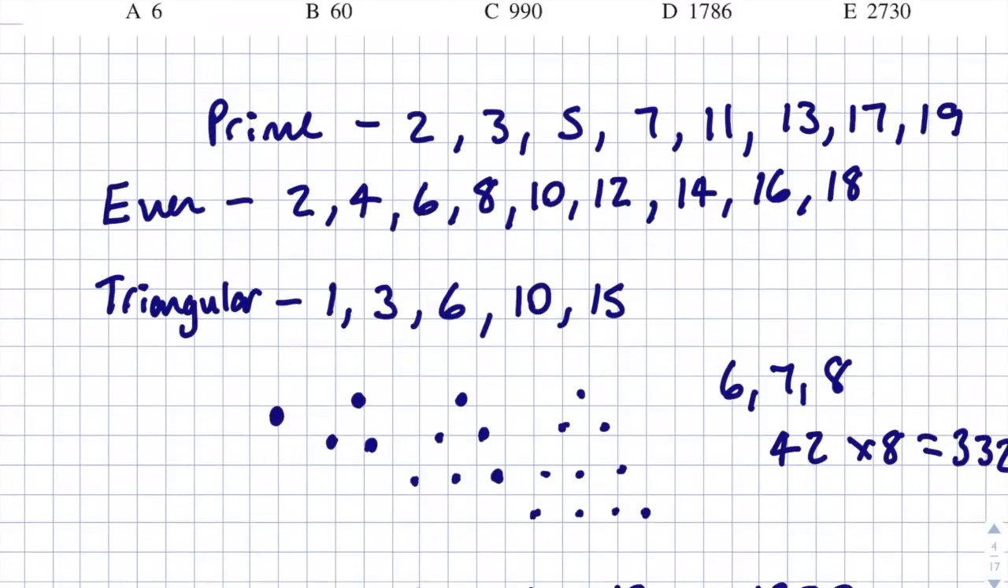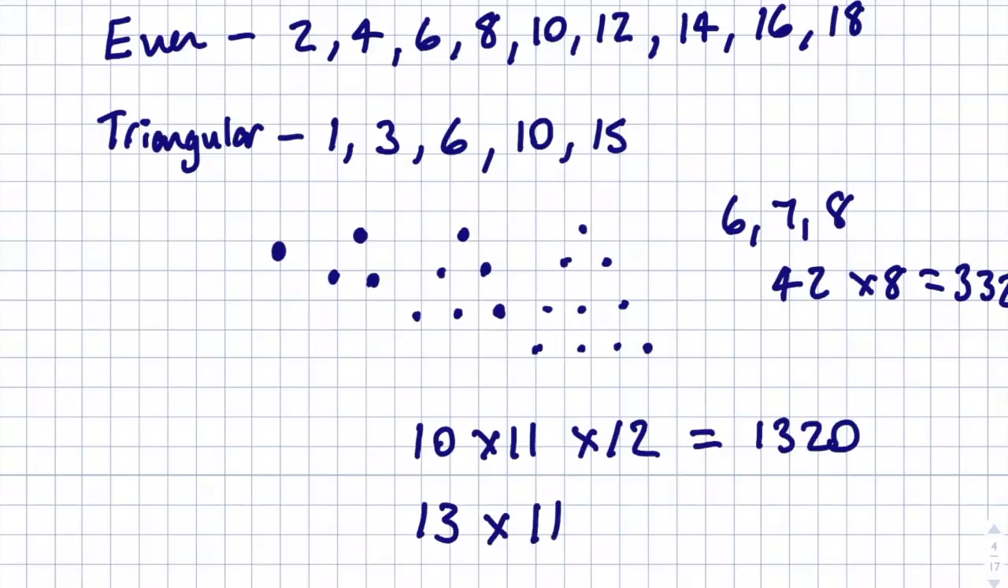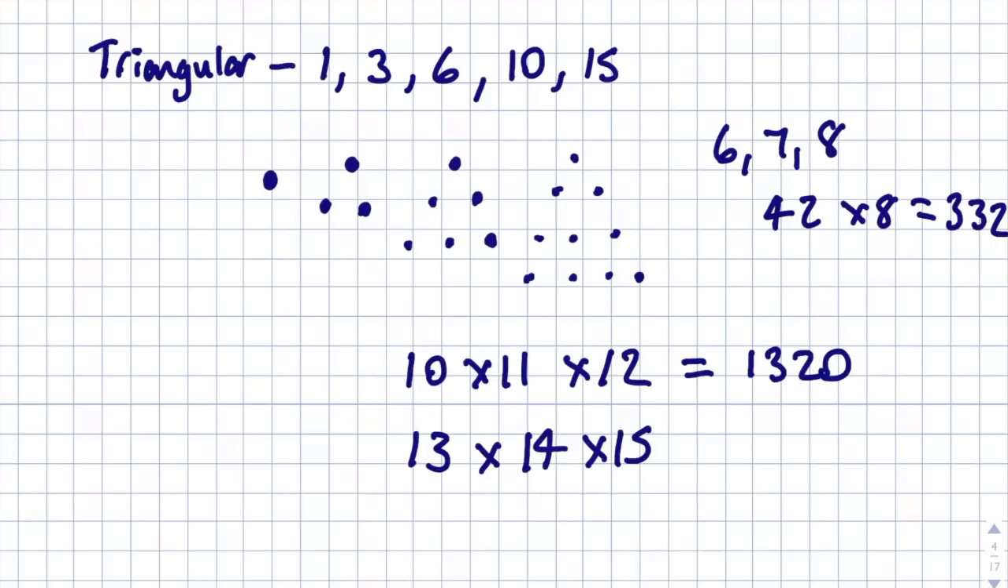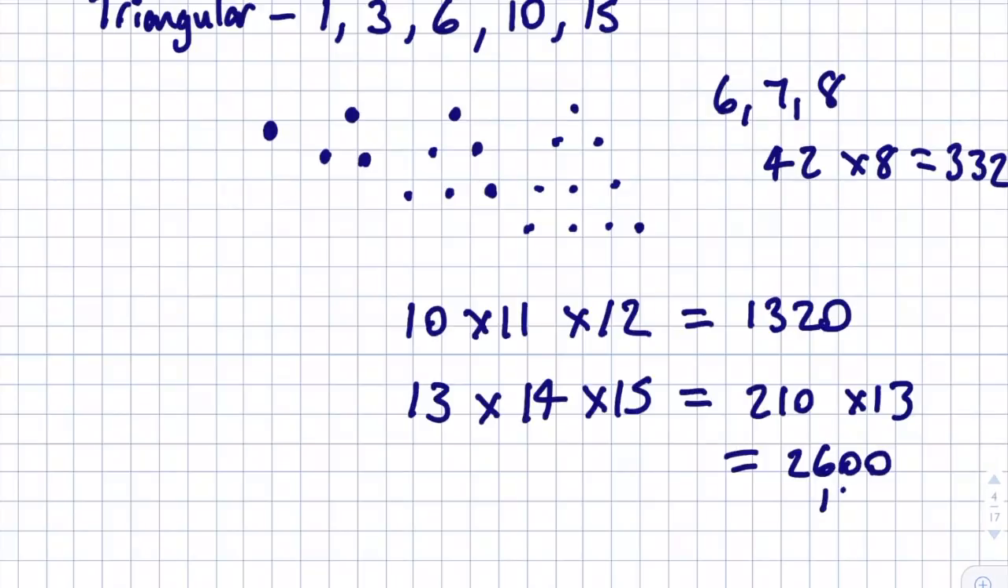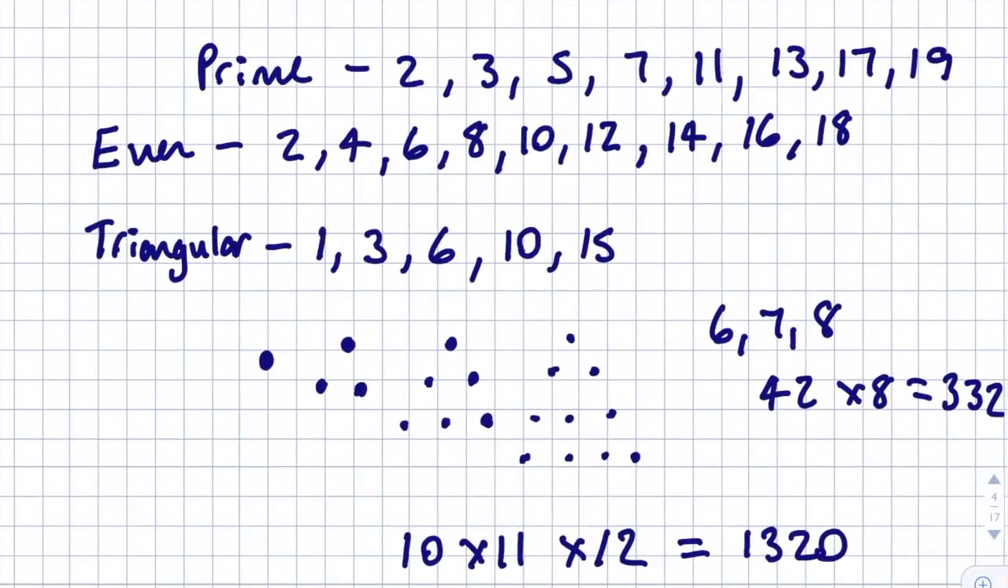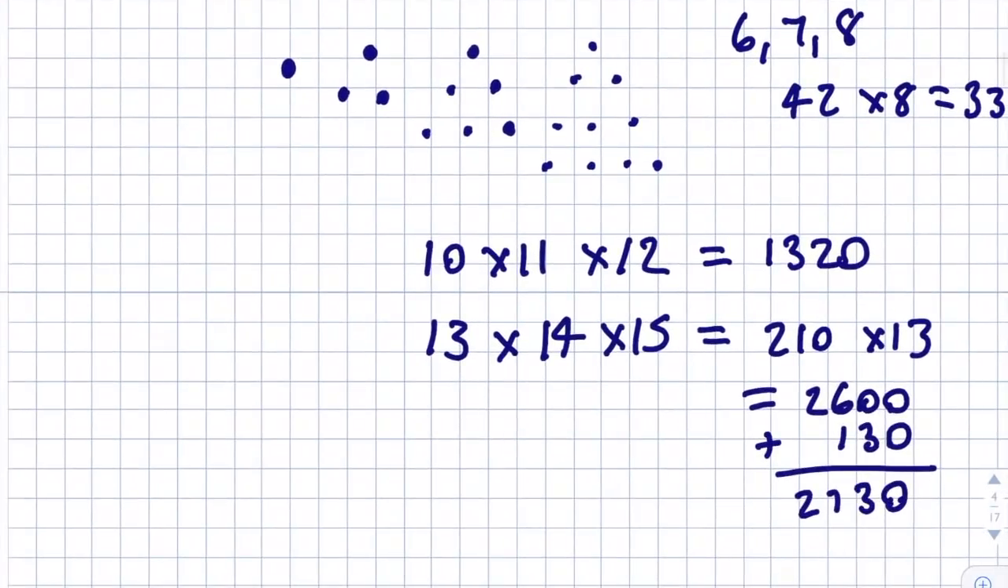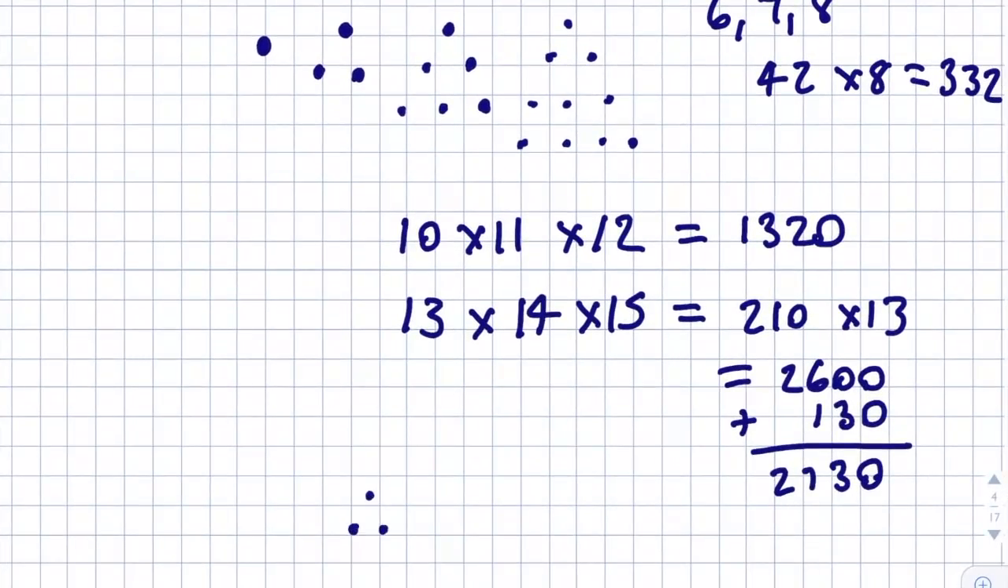So what about 13, 14, and 15? Well, let's think about this. Well, I know 15 times 15 is 225. So 14 times 15 is going to be 210, and then 210 times 13. Now, that's going to be 13 times 200, which is 2,600, and 13 times 10, which is 130. So add those together, I get 2,730, which is one of my answers, which is answer E. So I think it's safe to say that my final answer is answer E.